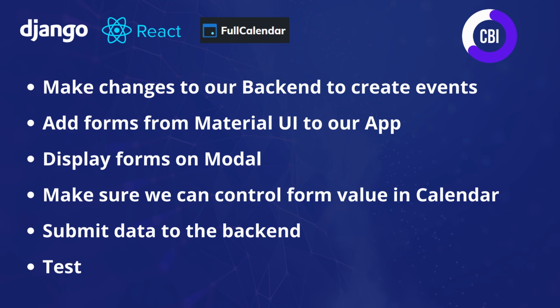Now to realize that, we're going to be following 6 steps. We're going to start by making a change to our backend so that we're also able to use the API to create events. Next, we're going to be adding some Material UI forms to our application, and we're going to display some forms from Material UI on our modal so that we have a nice looking form for creating events. Then we're going to make sure that we can control the form values from our calendar page and then use that data to make a submission with Axios to our backend. And that should enable us to create events just by doing a simple click on our calendar.